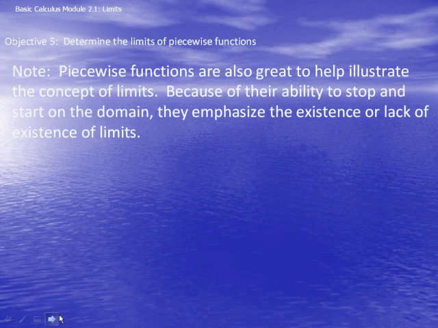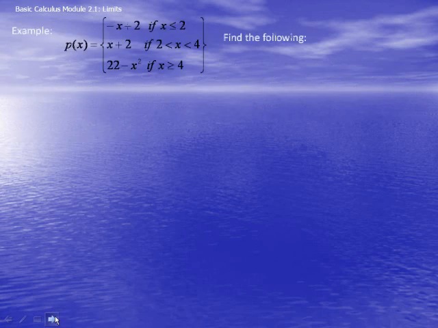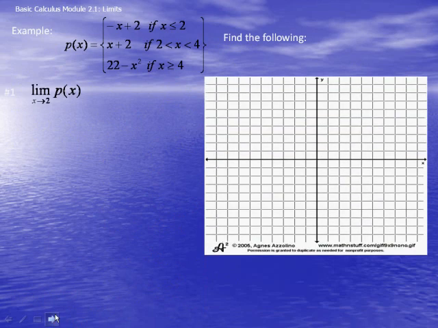Objective 5, determine the limits of piecewise functions. Note, piecewise functions are also great to help illustrate the concept of limits, because of their ability to stop and start on the domain, they emphasize the existence or the lack of existence of limits. Let's look at the first example. Here we are dealing with a piecewise function, and let's take a look at this piecewise function on a graph.